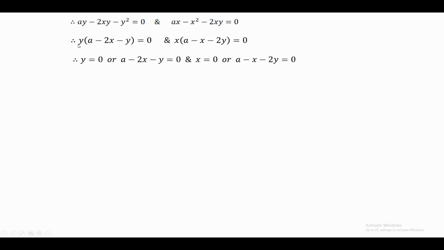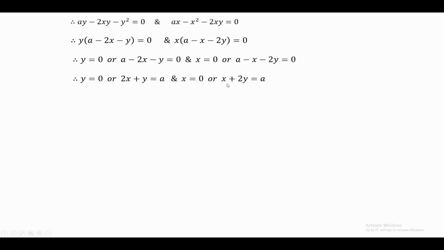From the first equation, either the first value is 0 or the second value is 0, and from the second equation, x is 0 or a minus x minus 2y equal to 0. Therefore we get y equal to 0 or 2x plus y is equal to a, and x equal to 0 or x plus 2y equal to a. Therefore one point is x is 0, y is 0, which means (0, 0) is one point.